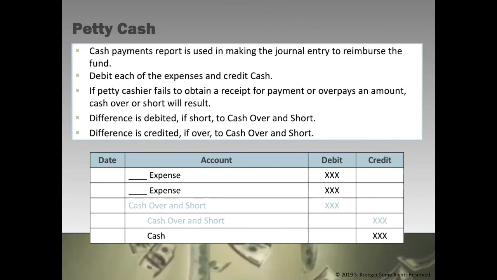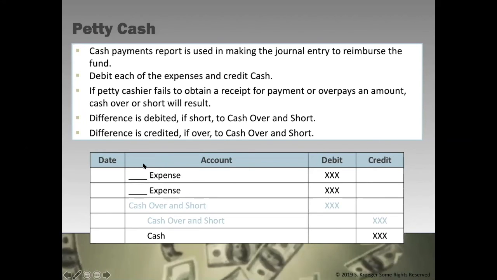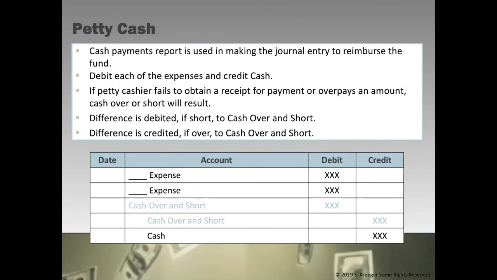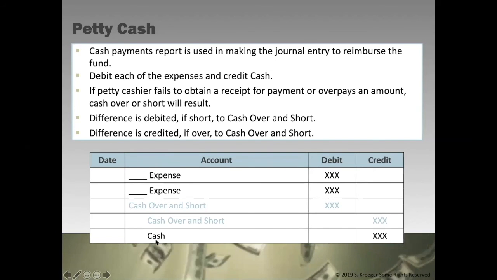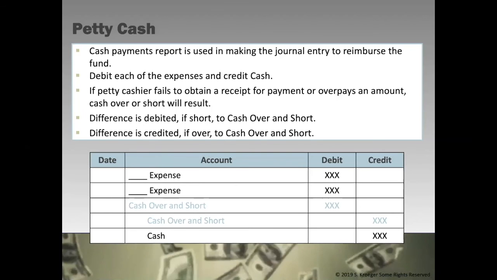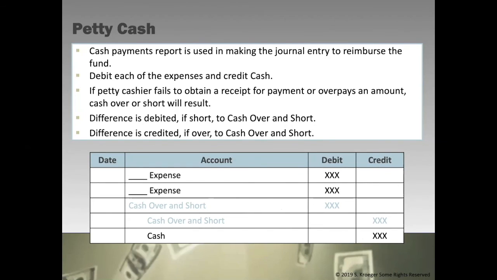This is what the journal entry would look like. At the top, we have the expenses. You would just list all of them pertaining to the different receipts that are collected. You will credit cash for the amount that the fund needs to be reimbursed for in order to be at the established amount. I do the journal entry for this in 3 steps.